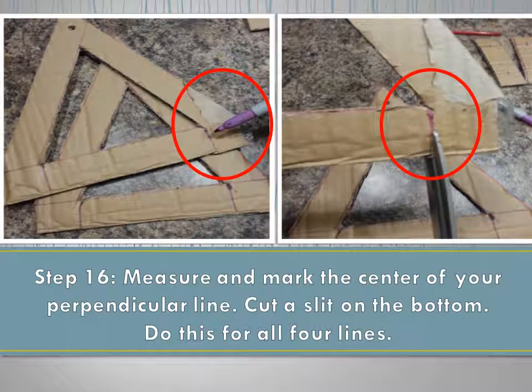Be sure to measure and mark the center of your perpendicular line, and then you're going to cut a slit on the bottom, and we're going to do this for all 4 lines. Remember, it's just a slit. We're not cutting it off.